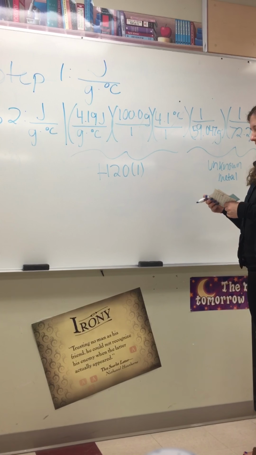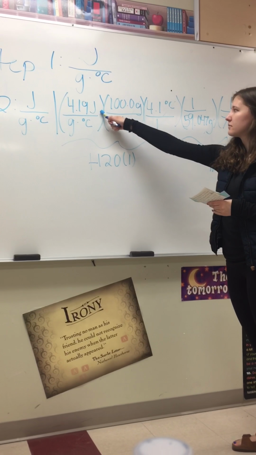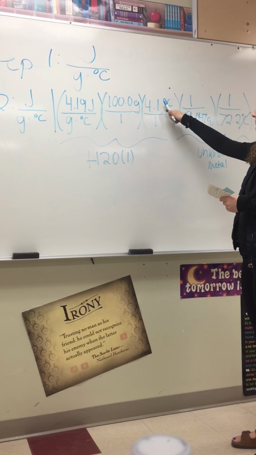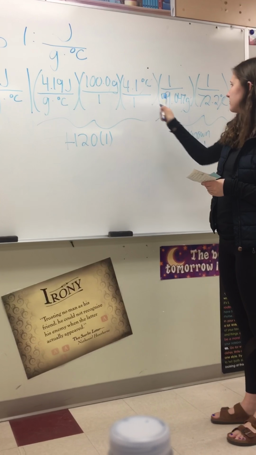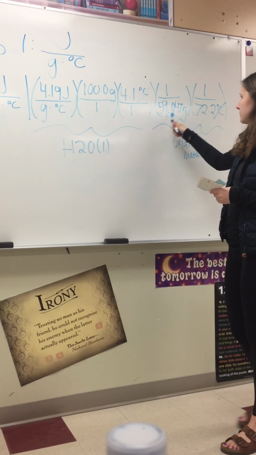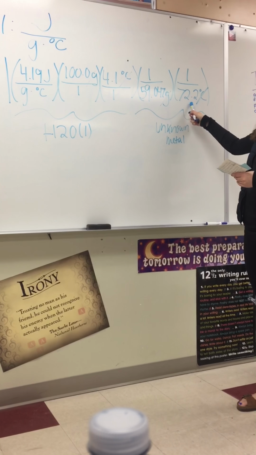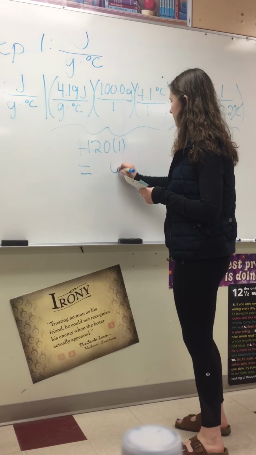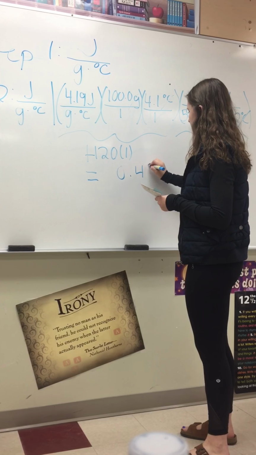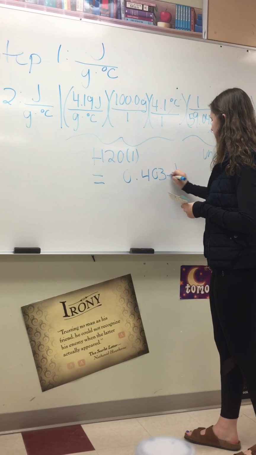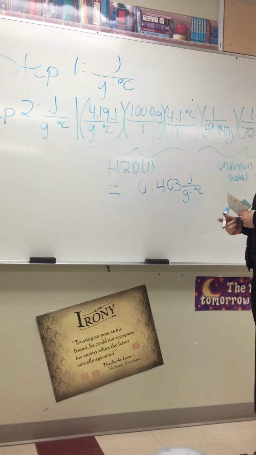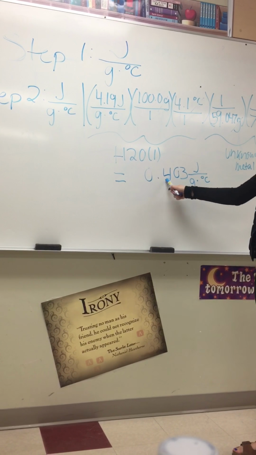After we multiply 4.19 joules times 100.0 grams times 4.1, divided by 59.047, divided by 72.2, we would get 0.403 joules divided by grams times degrees Celsius. This is a rounded number since we needed 3 significant figures.